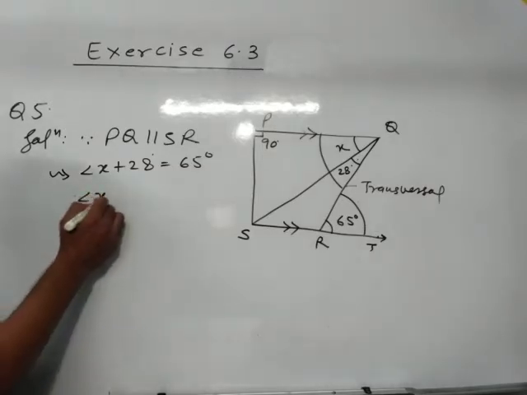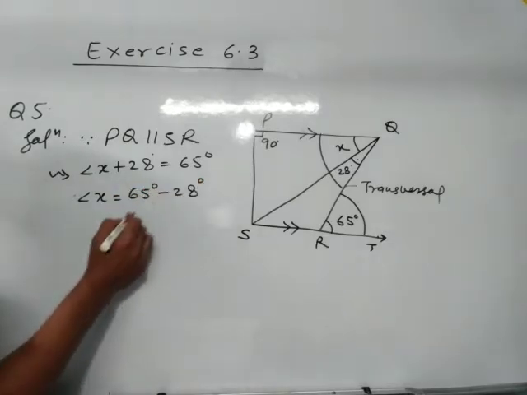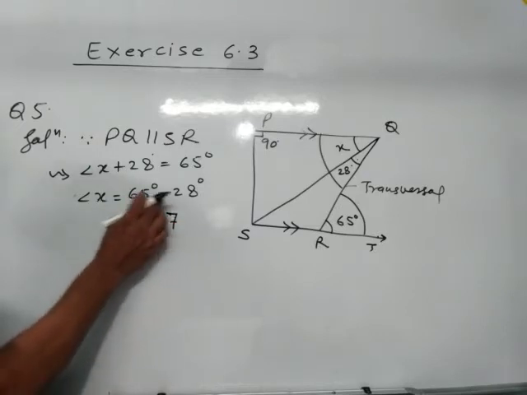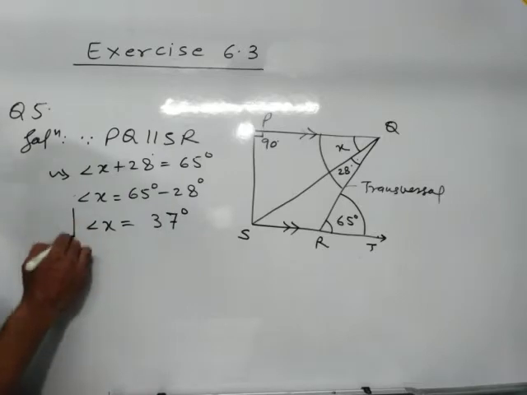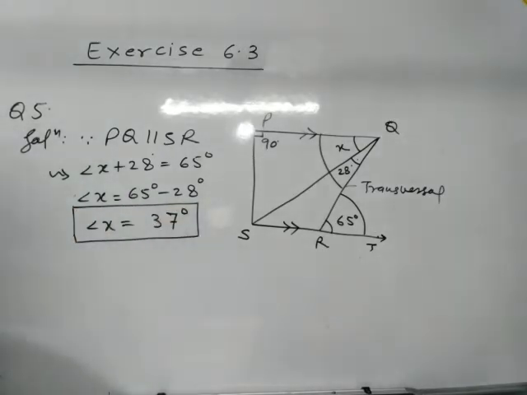So angle X is equal to 65 minus 28 degrees. 15 minus 8, 7. 5 minus 2, 3. And here we get the value of angle X, which is 37 degrees.